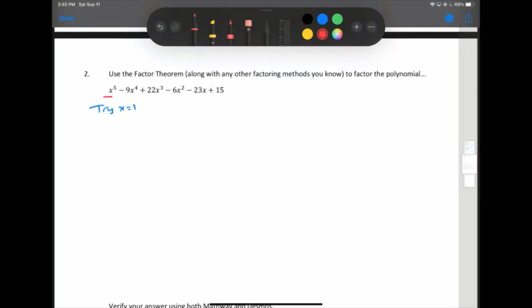Okay. 1 minus 9 is negative 8. Plus 22 is 14. 14 minus 6 is 8. 8 minus 23 is negative 15. Plus 15, hey, it works. That's 0. So the polynomial at 1 is equal to 0. So x minus 1 is a factor.